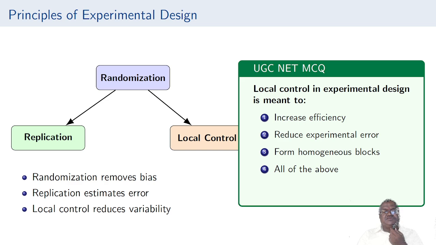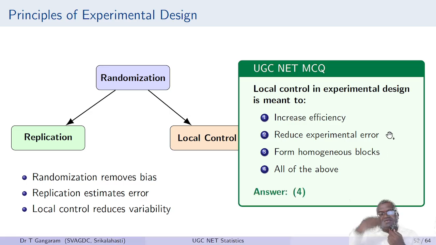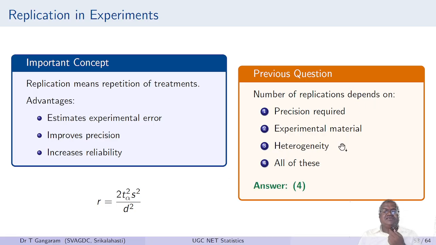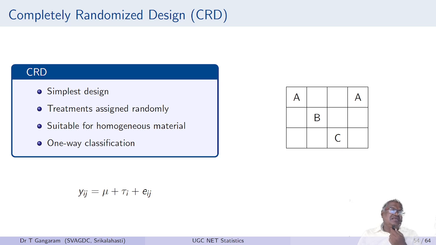This is a previous question. Local control in experimental error is meant to increase efficiency, reduce experimental error, and form homogeneous blocks. Answer: all of the above. Important concept: replication means repetition of treatments. Advantages: estimates experimental error, improves precision, increases reliability. Here, R is equal to 2 d square alpha s square by d square. Number of replications depends on precision required, experimental material, and heterogeneity. Answer: all of the above, option 4.